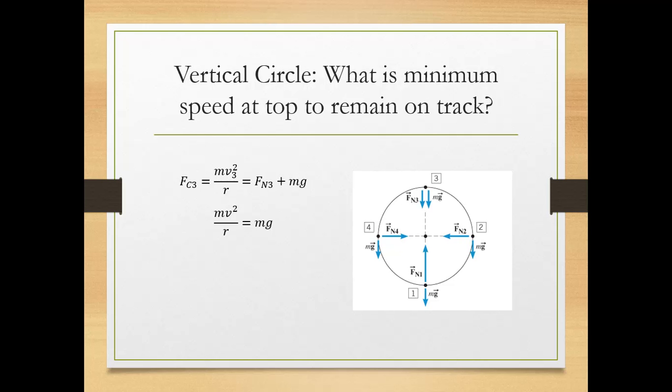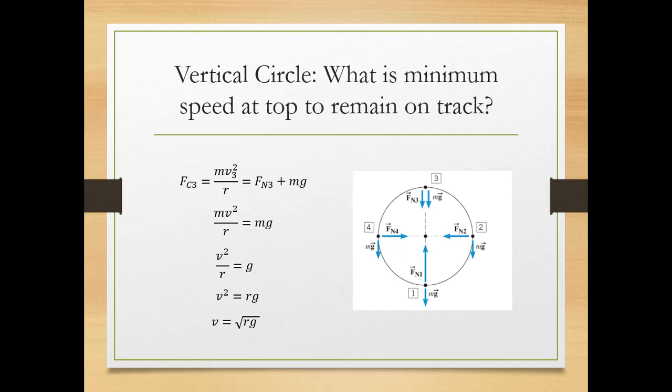So your centripetal force is equal to mg, your weight. Basically what that means is gravity is what's pulling you around in the circle. So if we divide by m, we can actually find the minimum speed is the square root of r times g, the radius of your circle times g.